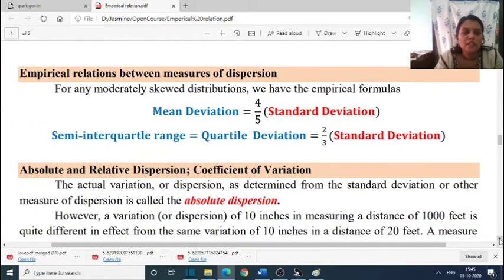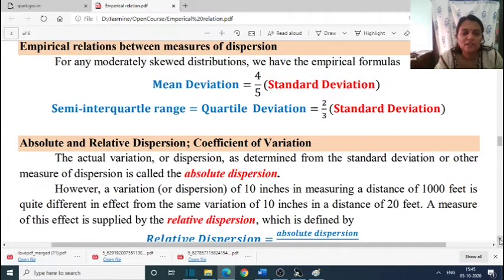Now, the empirical relations between the measures of dispersion. For any moderately skewed distribution, we have the empirical formula: mean deviation is equal to 4 by 5 into standard deviation, and the semi-interquartile range, which is also known as quartile deviation, is equal to 2 by 3 standard deviation.